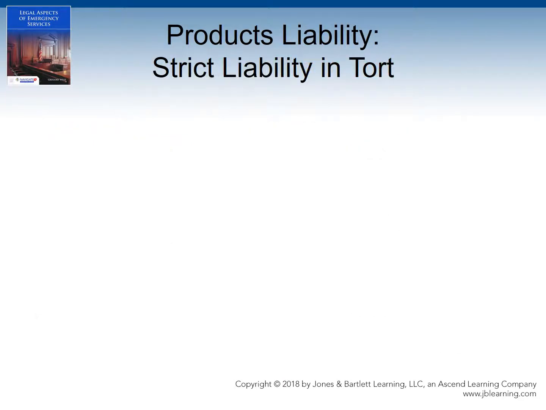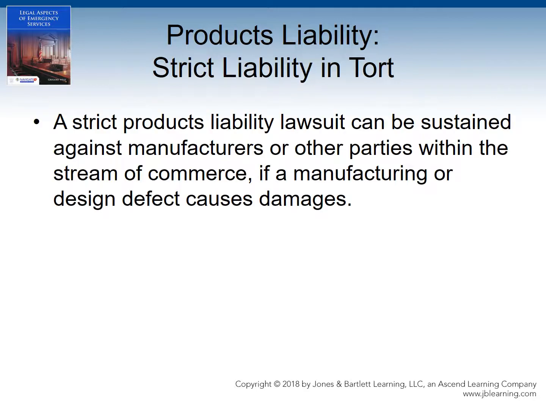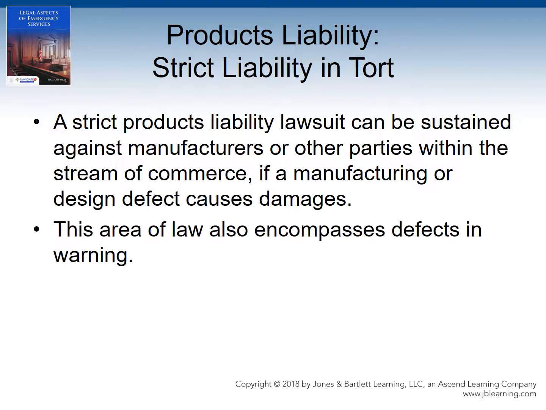The third method of recovery in a products liability case is strict liability in tort. If a commercial product harms someone due to a manufacturing or design defect, anyone involved within the stream of commerce for that product can be sued under strict liability in tort. This area also includes defects in warning, which once again relates to an inadequate or missing warning as to how the product is to be or should not be used.